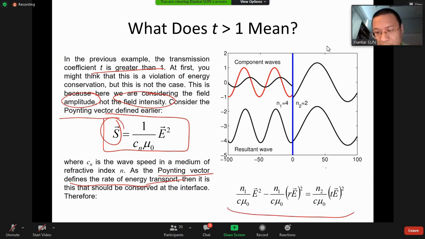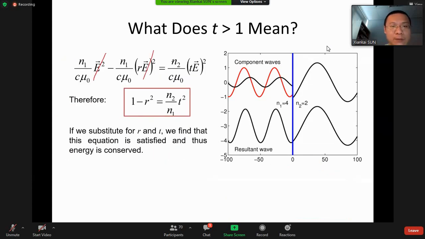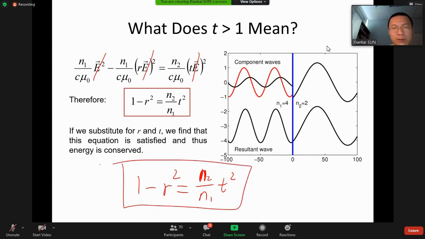Therefore, we have this relationship. And by canceling this E on both sides, we have this relationship: 1 minus R squared equal to N2 over N1 times T squared. We have this relationship. It is not 1 minus R equal to T. No, not this. Okay?